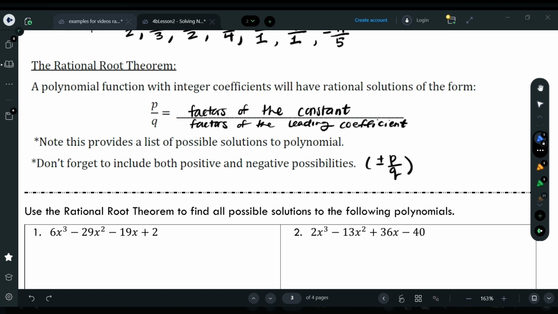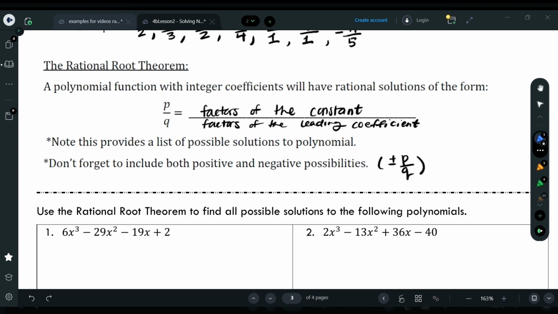Okay, so what does this tell us here? This provides a list of possible solutions. So this list that we're going to get from p over q is only possible solutions. We then will have to check and see, does it actually work? Does it satisfy the equation and actually make it equal to 0? Okay, and this is an important one here. Don't forget to include both positive and negative. So when we do a p over q, we get a number, and the possible solution could either be the positive version or the negative version of that number.